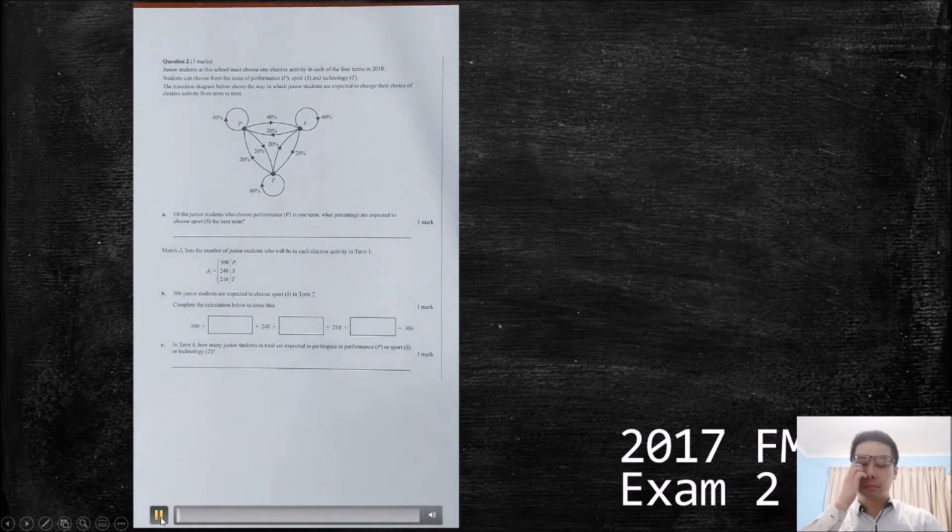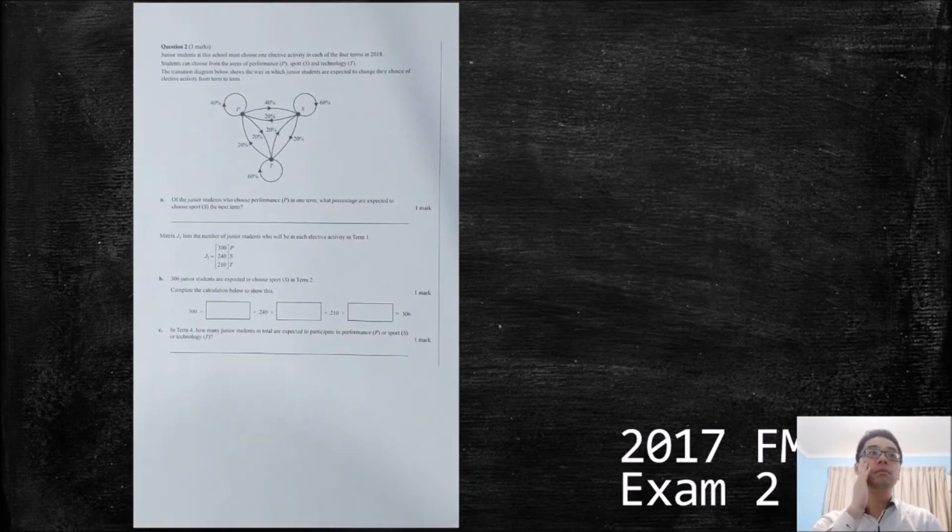Hello, this is 2017 Further Maths Exam 2, question 2. So, junior students at this school must choose one elective activity in each of the 4 terms in 2018. Students can choose from the areas of performance, sport, and technology. The transition diagram below shows the way in which junior students are expected to change their choice of elective activity from term to term. Of the junior students who chose performance in one term, what percentage are expected to choose sport next term?